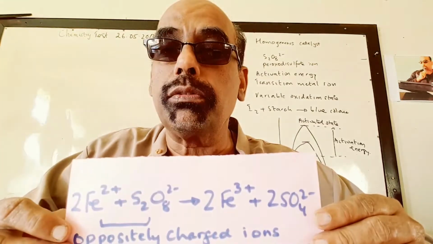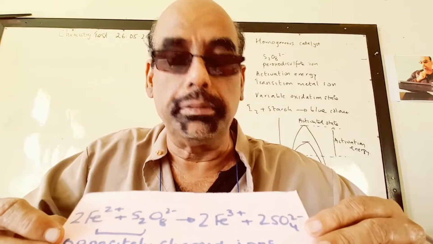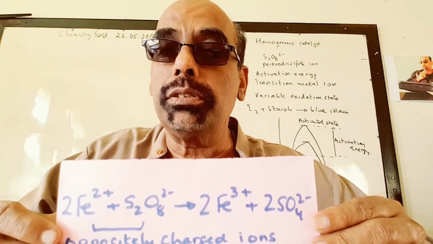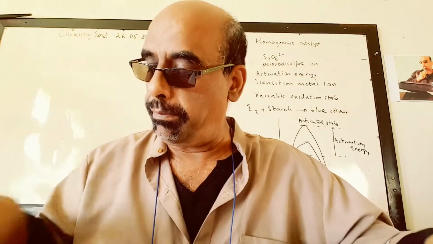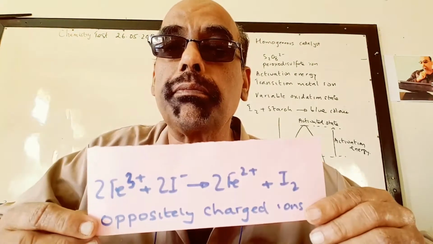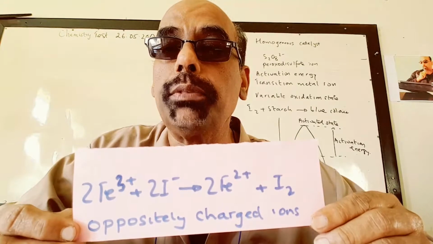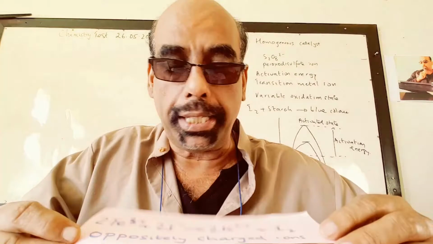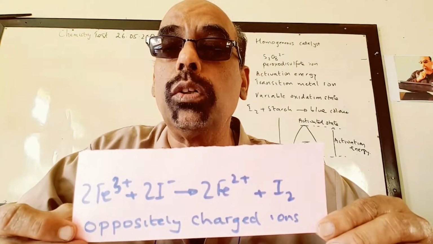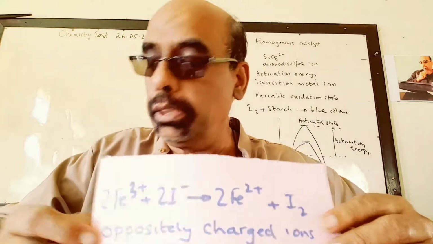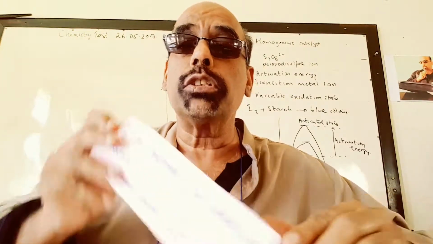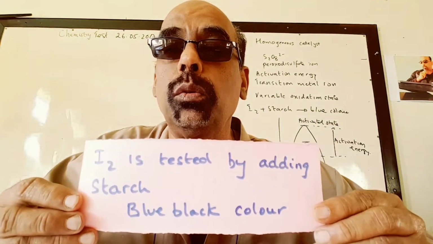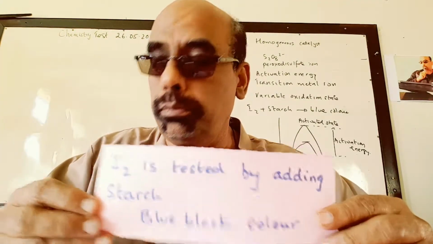The iron(II) is converted to iron(III), an increase in oxidation number. There is an oxidation of iron(II) to iron(III), and the iron(III), now being positive, will react with the iodide ion giving iron(II) and iodine. So we get back again the iron(II), which is the homogeneous catalyst. Iodine is formed and we can show the presence of iodine by testing with a small amount of starch, where we get a blue-black color.